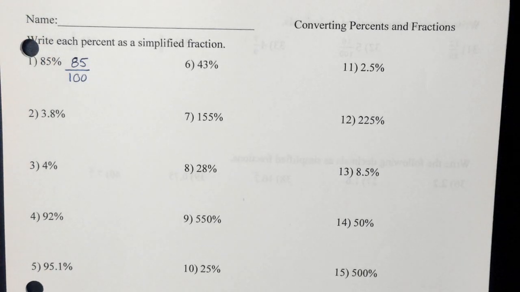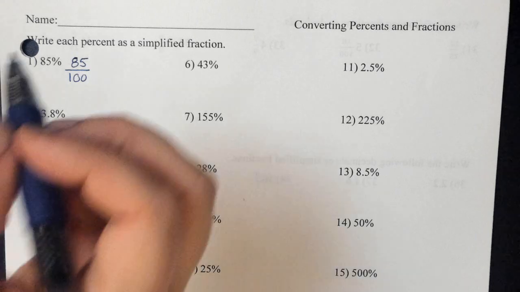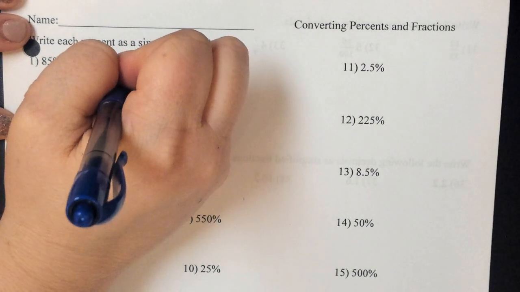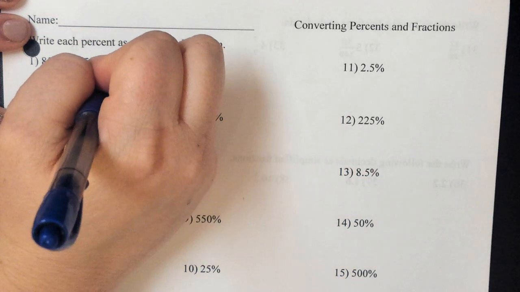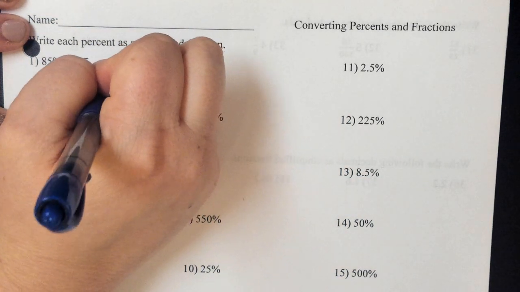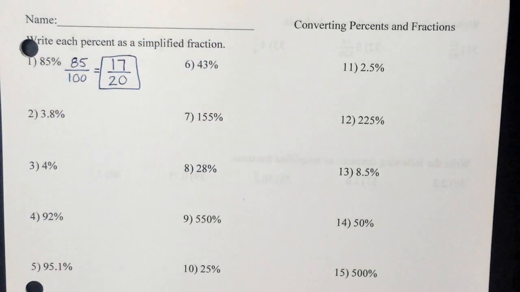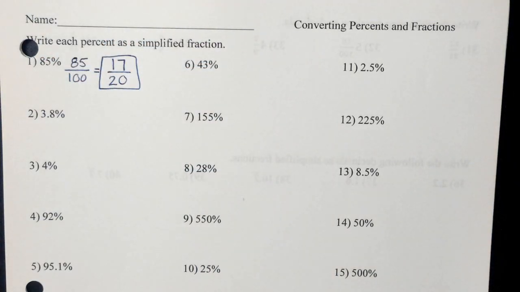All right, can 85 over 100 simplify? Yeah, we can divide them by 5. So 85 divided by 5 gives me 17, is that right? And 100 divided by 5 is 20. Okay, so there is my simplified fraction. So that's easy enough because 85 was a super easy percent.